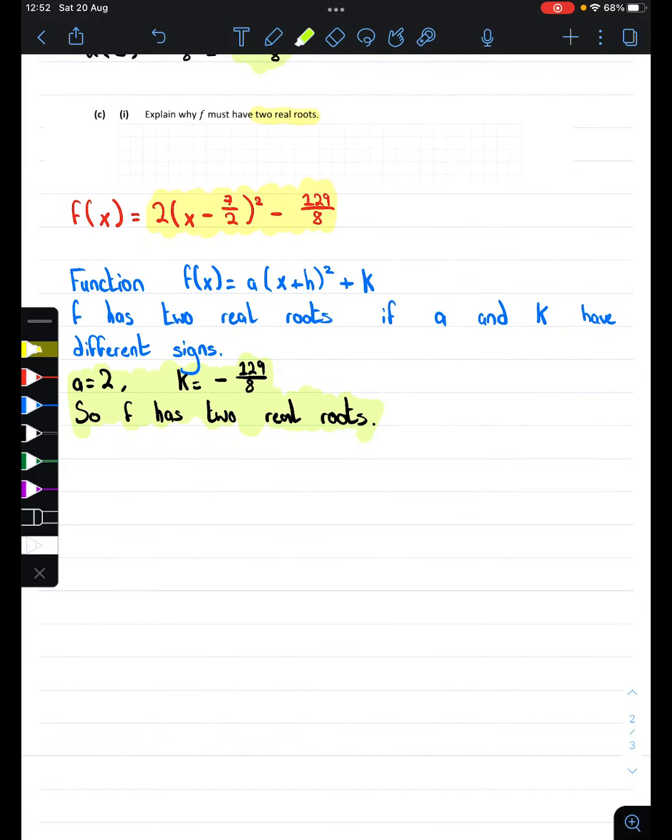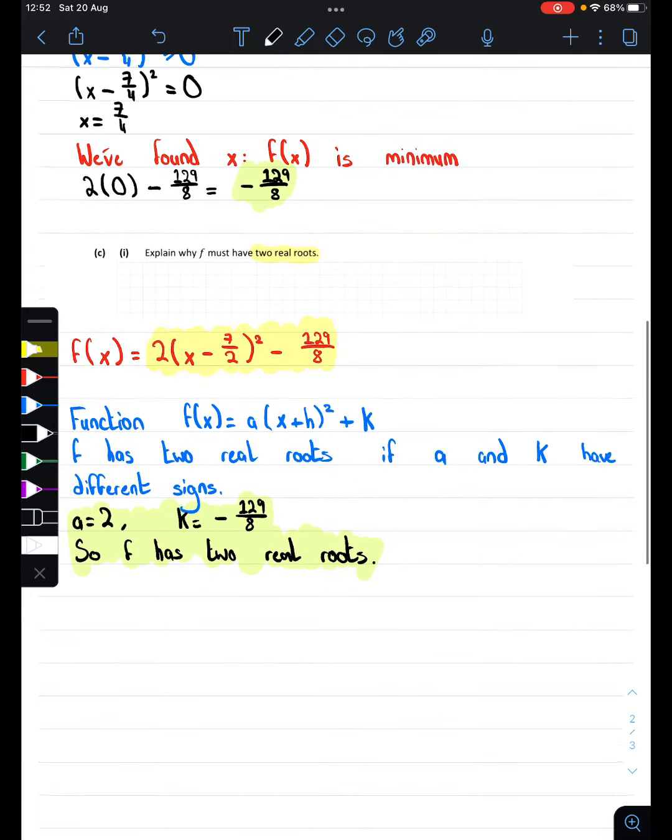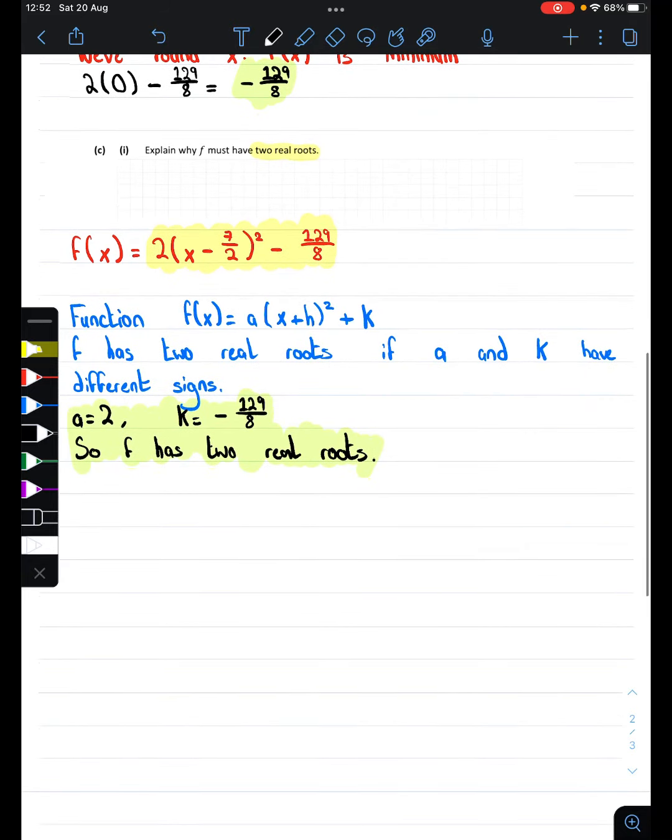And when I say different sign, 0 wouldn't count. 0 doesn't really have a sign. So if k is 0, then you don't necessarily have 2 real roots. Actually, you don't have 2 real roots.